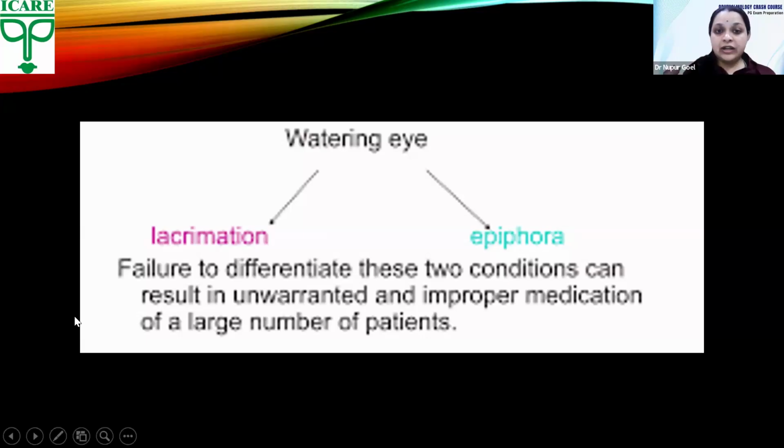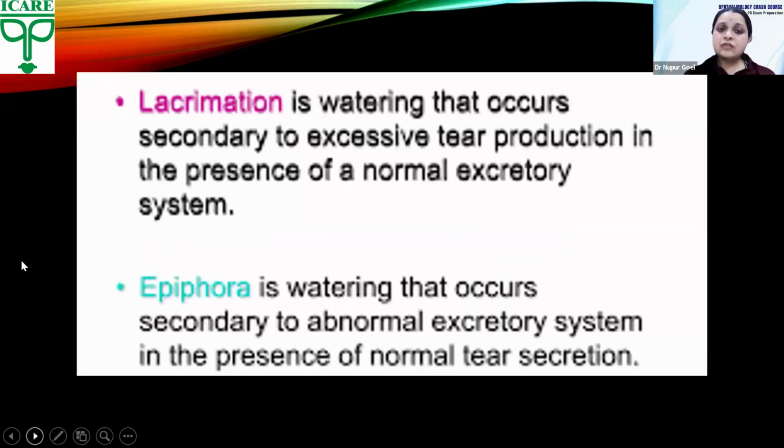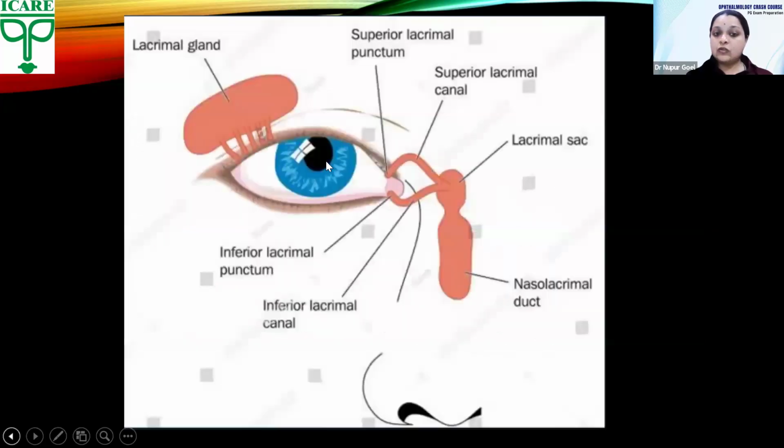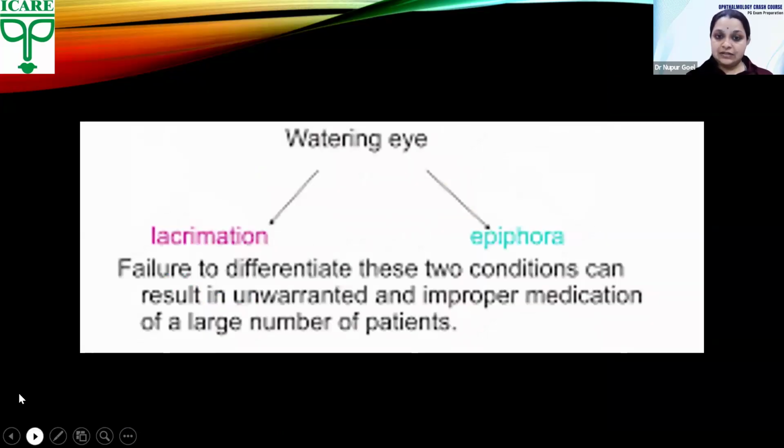Because if you do not differentiate, you will end up with unnecessary investigations and unnecessary management for the patient. Lacrimation is watering that occurs secondary to excessive tear production in the presence of a normal excretory system, whereas epiphora is watering that occurs secondary to an abnormal excretory system in the presence of normal tear secretion. Going back to the diagram, epiphora is basically wherever there's an abnormality of the excretory system, the drainage of the tears.